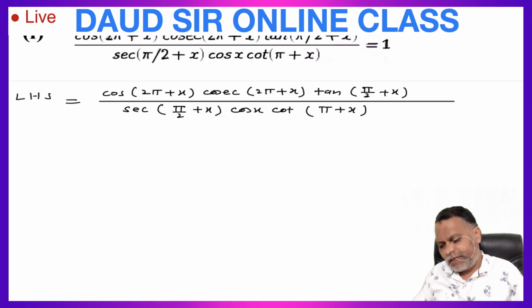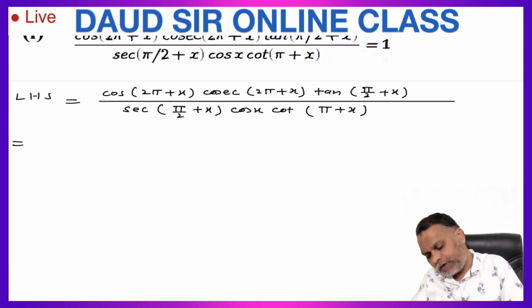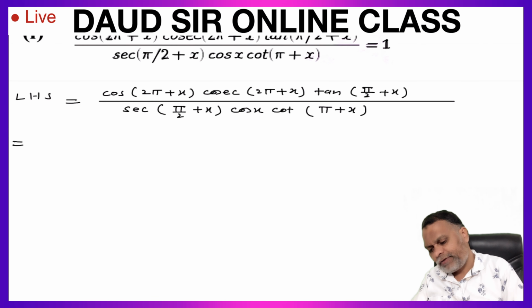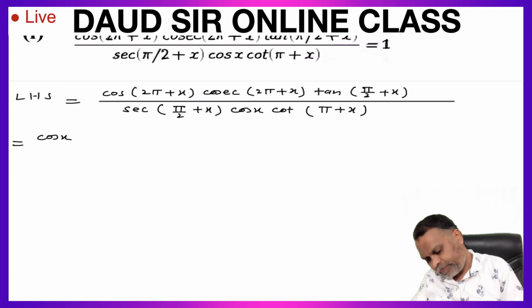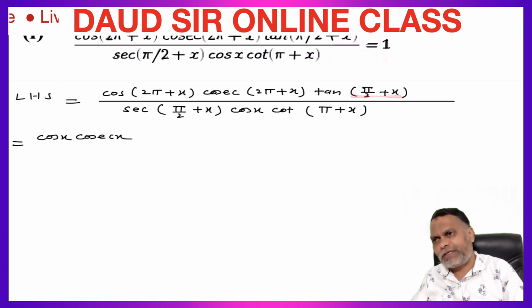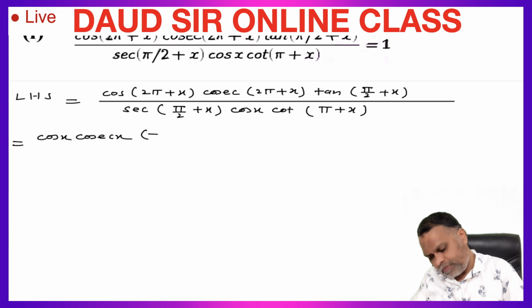Now use the quadrant here, which is equal to cos 360 plus theta. 360 plus theta lies in first quadrant. In first quadrant, all trigonometrical ratios are positive. This is cos, so plus sign. In case of 360, no change, so this is cos x. Similarly, cosec 360 plus theta, cosec x. And tan 90 plus theta, 90 plus theta lies in second quadrant. In second quadrant, sign is positive. This is tan, so minus sign, minus tan.